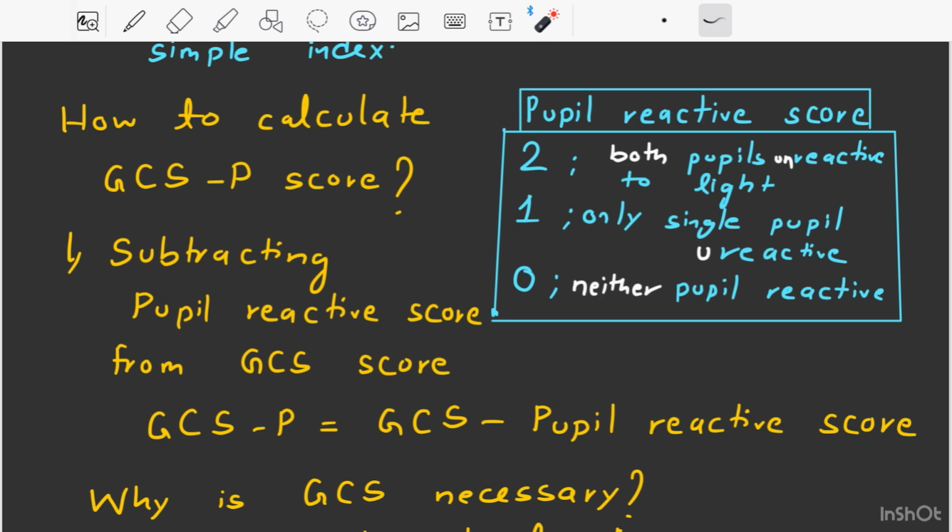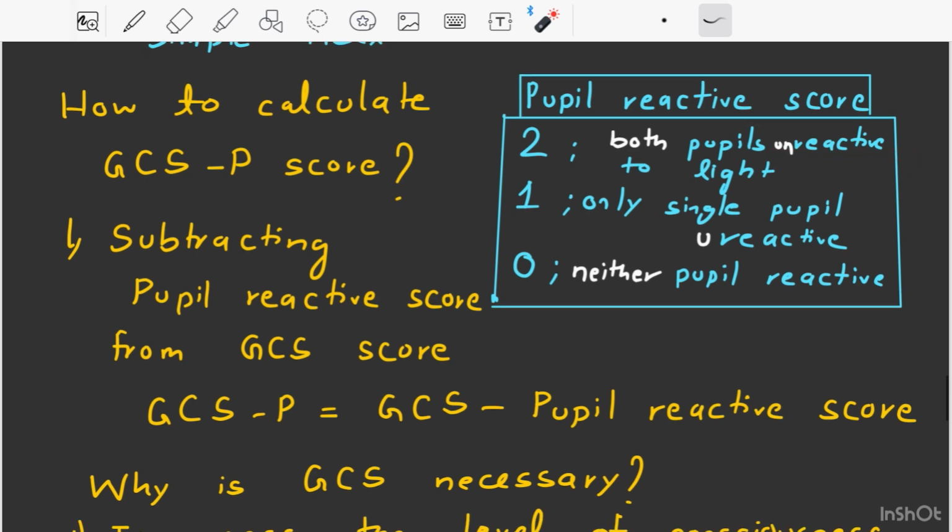I must warn you guys here about this confusion you may get. Both pupils are unreactive to light, then we give a score of 2. It is not that if both pupils are reactive to light we give a score of 2. It is that both pupils are unreactive to light we give a score of 2.